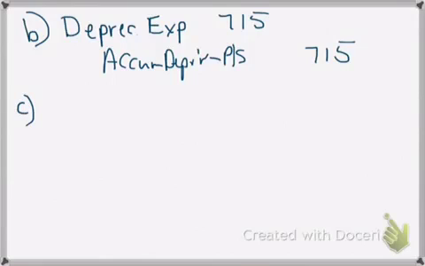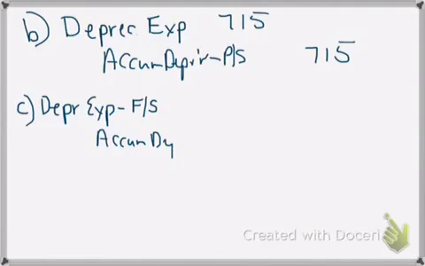If I look at C, we're looking at depreciation expense here. So I would have depreciation expense. This is for the fan system. I then would look at the other side. This is going to be the accumulated depreciation. That will be for the fan system. And the amounts here would be $260 is what our depreciation is.